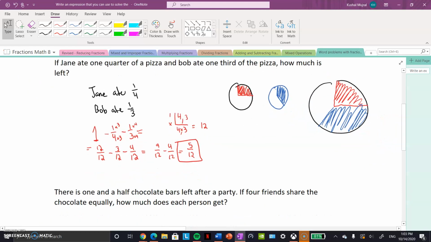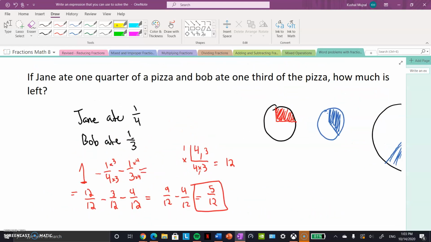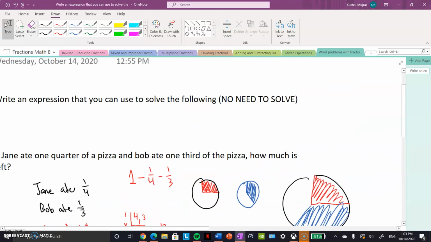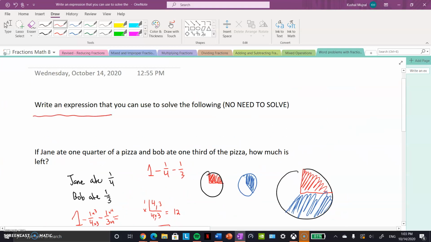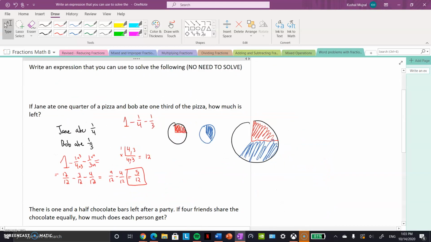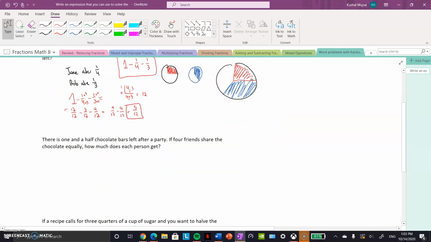Okay? But Miss Moore is perfectly fine if you leave your answer just as 1 minus 1/4 minus 1/3. Okay? Because the question indicates write an expression that you can use to solve the following. If it says to solve, then you should solve. But because this question isn't saying to solve, then if you just keep this it is perfectly fine. Okay, that's how much is left of the pizza.